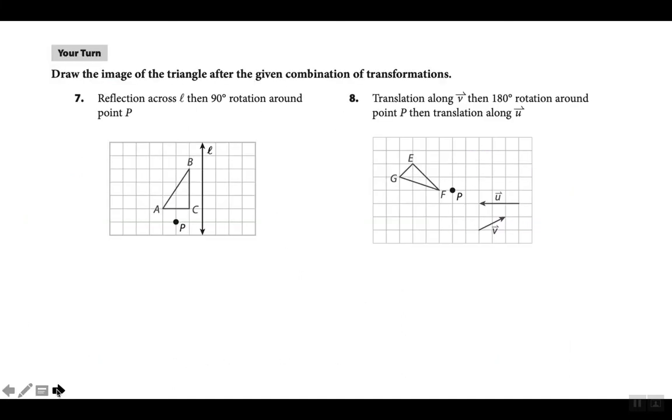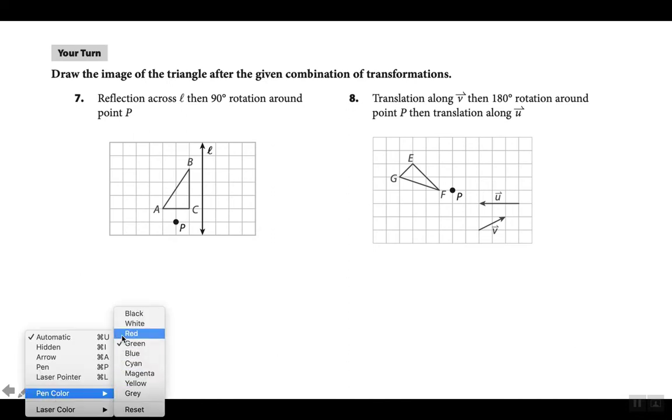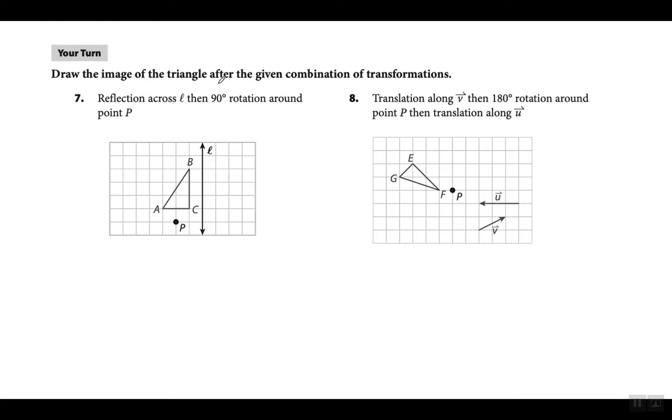Okay, so right here I got two problems. Let me do number 7 first. It says draw the image of the triangle after the given combination of transformations. So in number 7, you have two transformations that you have to do. First, you got to do a reflection across L, and then a 90 degree rotation around point P. Okay, so let's do one thing at a time.